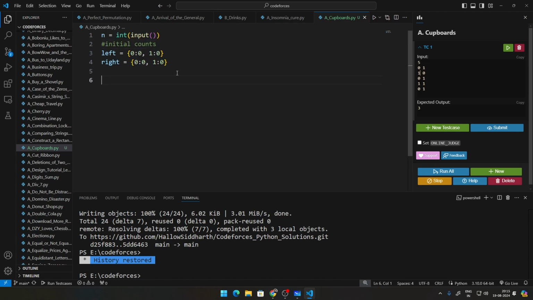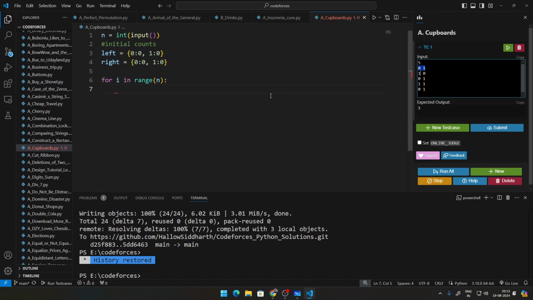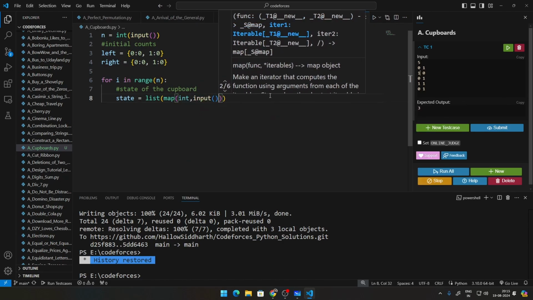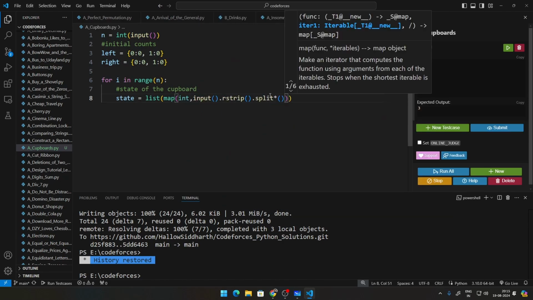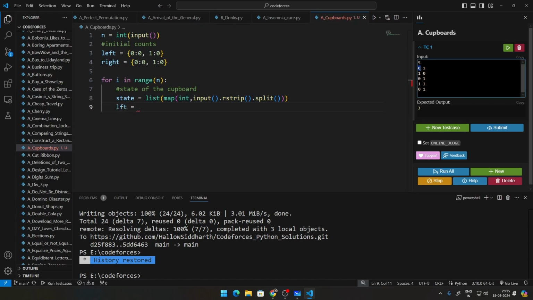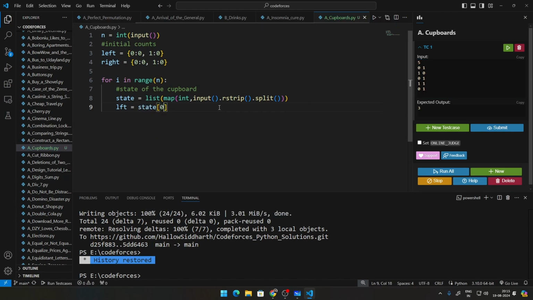Then we have to take obviously n lines of input. So that will be for i in range of n. We can go ahead and take this particular state of this cupboard. So that will be state of the cupboard, and we can take that as a list of map of int, input dot strip dot split. If you guys don't know what this is, I highly recommend you to watch the previous videos. I would have explained it there, but this basically takes a list of space separated integers. Then we assign the left this particular value, so that will be state of 0. Similarly, right will be state of 1, correct?